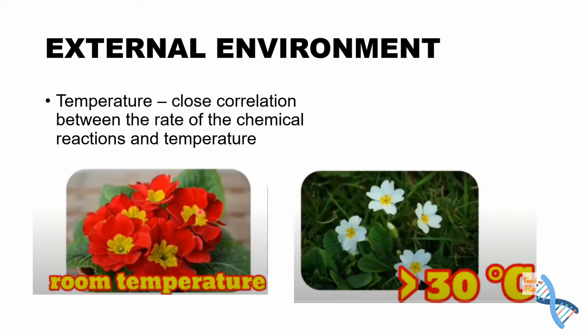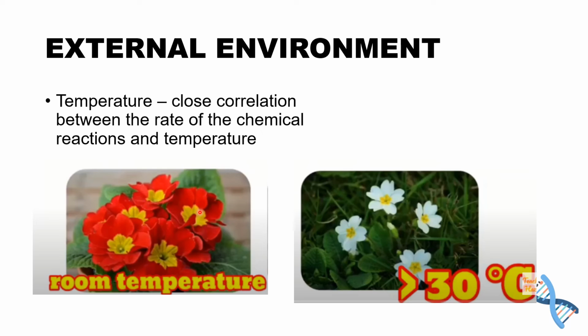So, with that, let's go to the external environment on how it influences our phenotypes. Temperature: there is a close correlation between the rate of a chemical reaction and the temperature. Temperature has an effect on the chemical reactions of a certain organism, which can lead to changes in its phenotype. So a change in temperature is expected to have an effect on development.